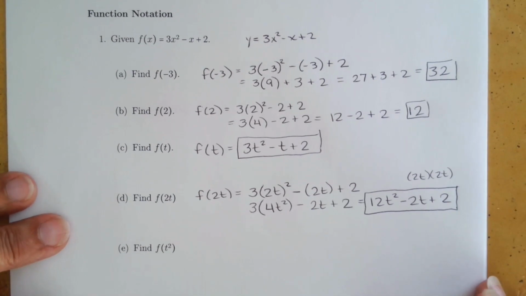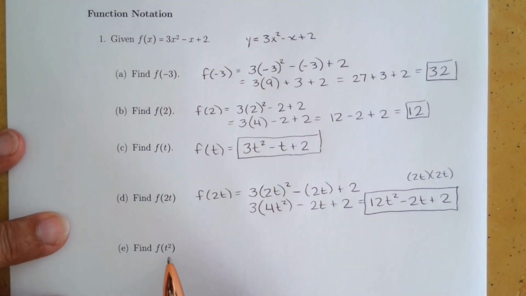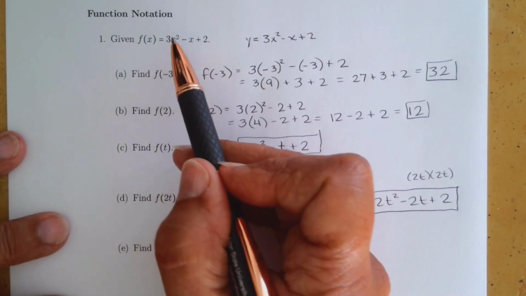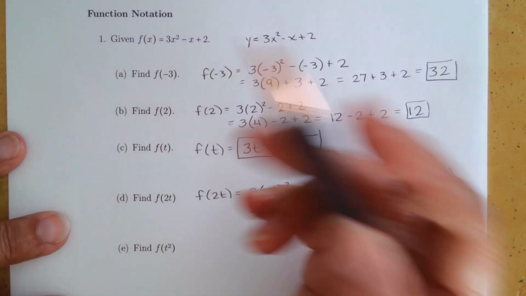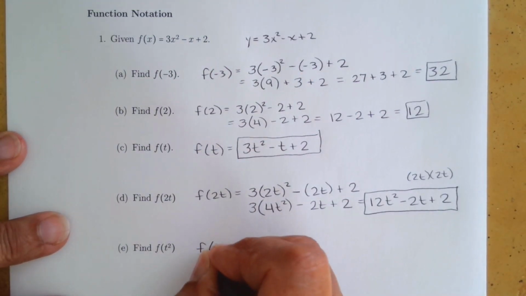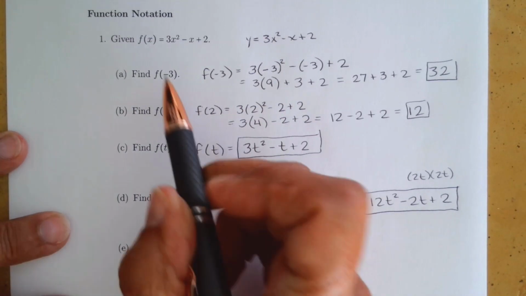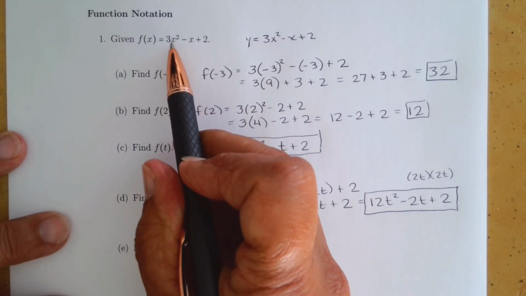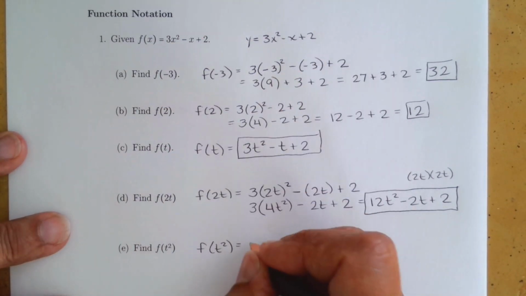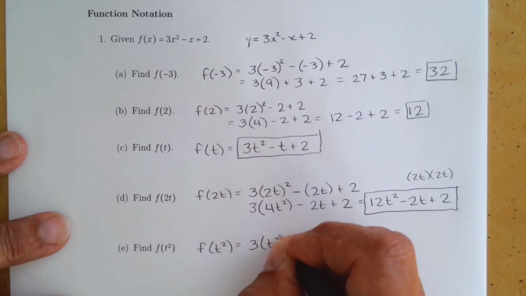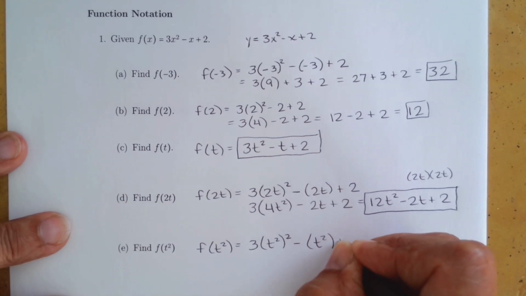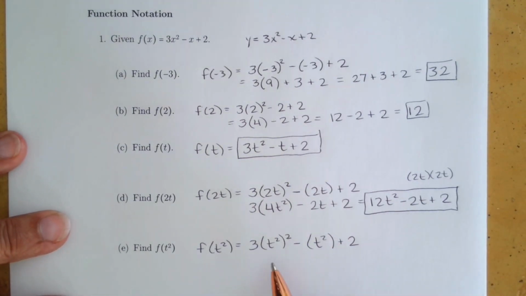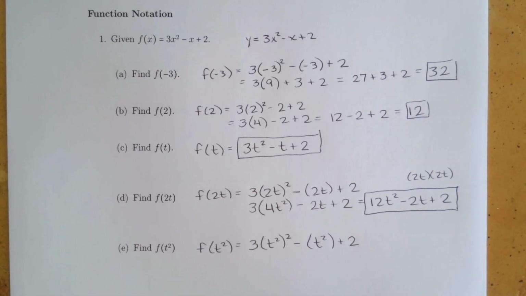All right, and then part E says f of t squared. All right, so again, whatever is in here will replace just the x. So I got to put a t squared here and a t squared there. Okay, so f of t squared says on this side, put a t squared where the x's are. So 3 times t squared, squared, minus t squared plus 2. Okay, so I replace the x's with t squares.